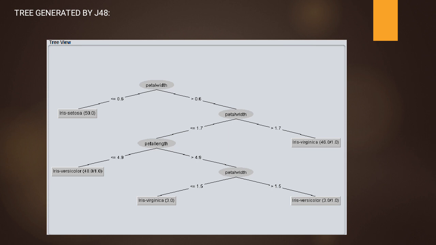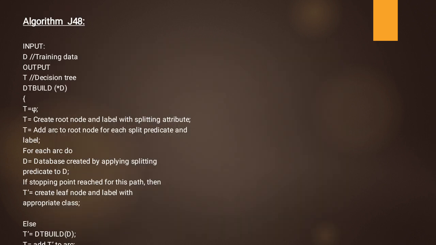So this, as you can see, is a tree generated by the J48 algorithm. At each step, it will see the petal width. If the petal width is less than or equal to 6, then it is Iris setosa. Else, it will check if the petal width is greater than 6. In this way, it will classify the flower into various groups depending upon the petal width. So that is the J48 algorithm.